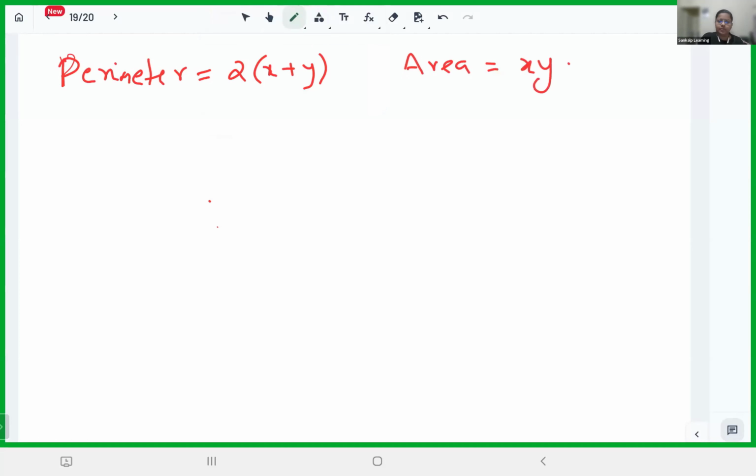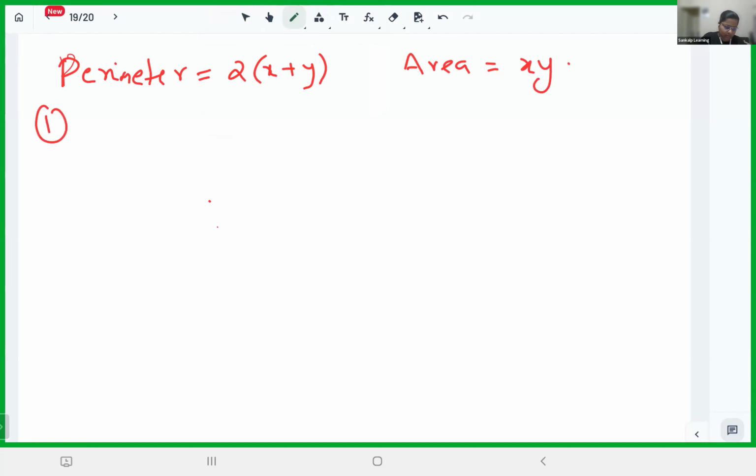Okay, so we have to find out the rate of change of the perimeter of the rectangle as well as the area of the rectangle. Okay, so what is a perimeter? Perimeter is equal to 2 into x plus y. Okay, and what is area? Area of the rectangle is equal to x into y, isn't it?